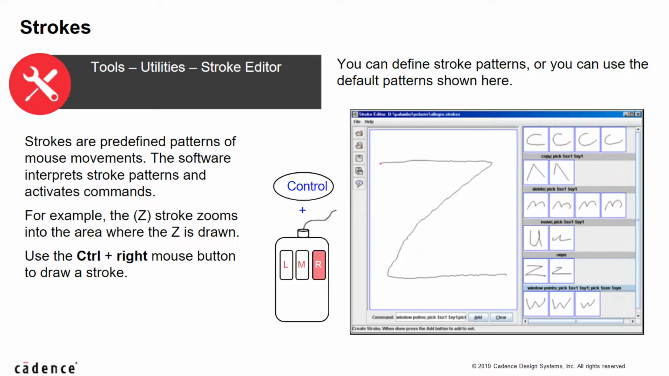To run a command using a stroke, in the design window, locate the cursor over the object you want to copy, move, delete, or zoom into. Hold down the Control key on the keyboard and the right mouse button at the same time to make the stroke. When the stroke is completed, release the right mouse button. If APD recognizes the stroke, the command is executed. If the stroke is unrecognized, APD displays the message, "Stroke not recognized," in the console window.